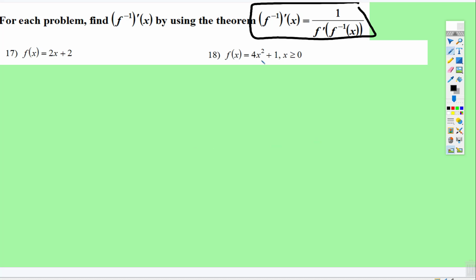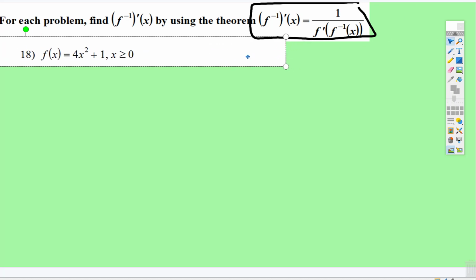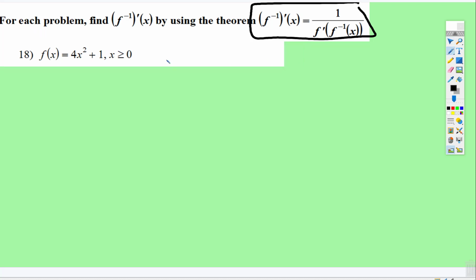All right, let's try another one where it's not just going to be a fraction. So we have 4x squared plus 1. Ooh, this is one of the tricky ones because we have to limit the domain, right? So let me move that over here just to give myself some more room. All right, so the derivative of 4x squared is 8x. The derivative of 1 is 0, so this is the derivative.